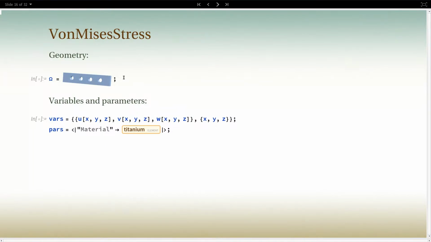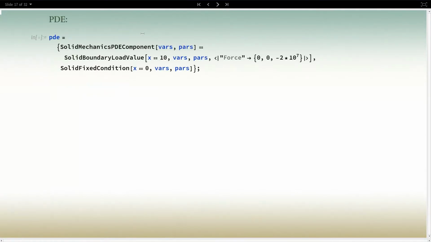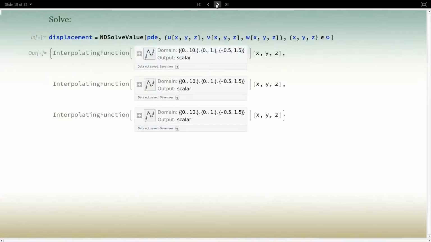So we have a geometry here. We specify variables and parameters. U, V, and W are the displacements in the X, Y, and Z direction. The material this time is titanium, something different now. And we specify the boundary conditions. The PDE operator is the PDE that's generated. The solid boundary load value gives, on the right-hand side, a force of 2 times 10⁷ in the negative Z direction. And on the left end, the body is held fixed. And we can compute the displacement again. We just call DSolve on this.